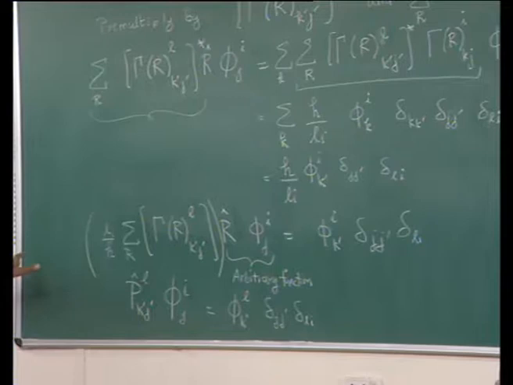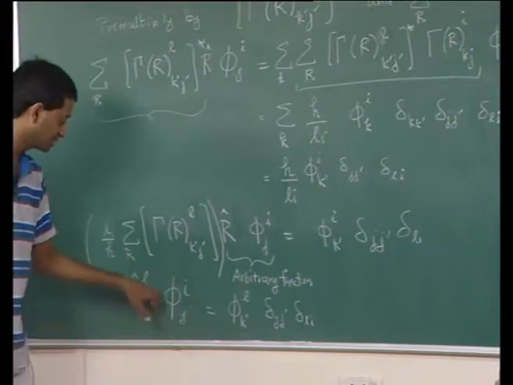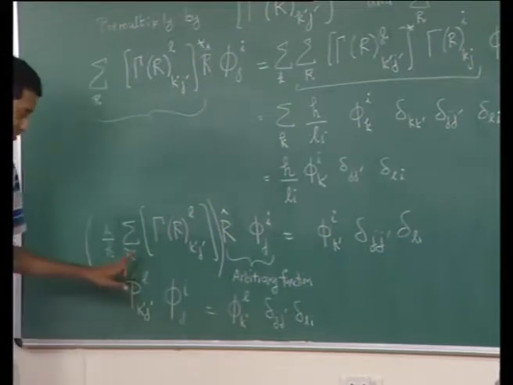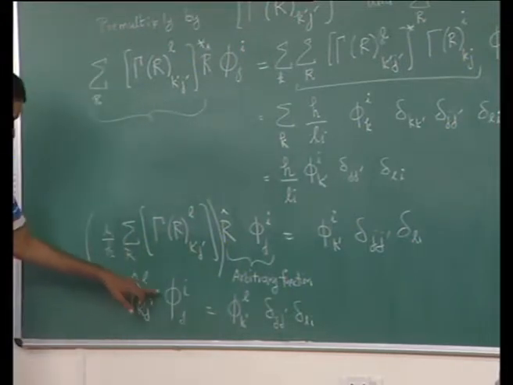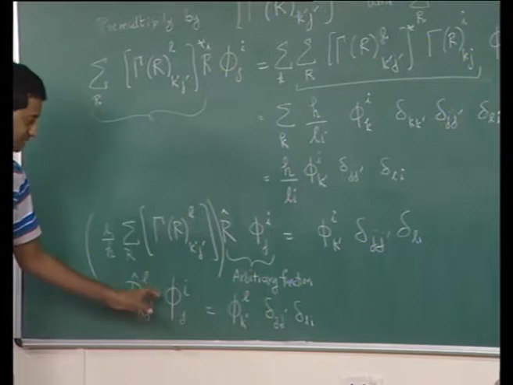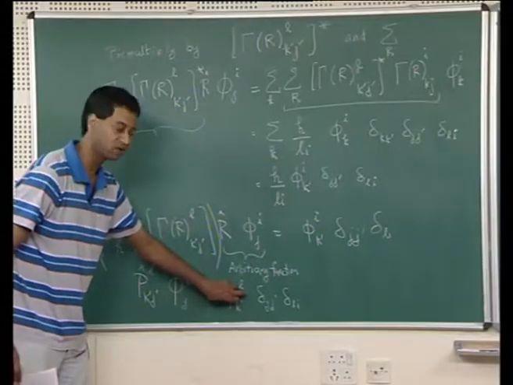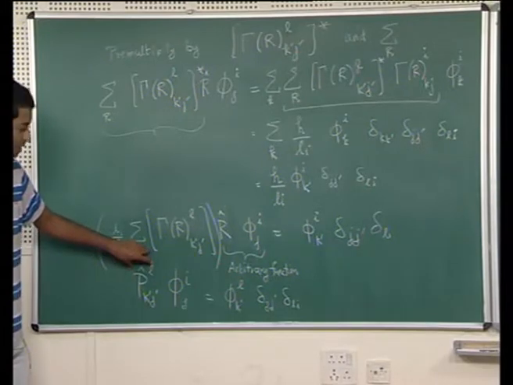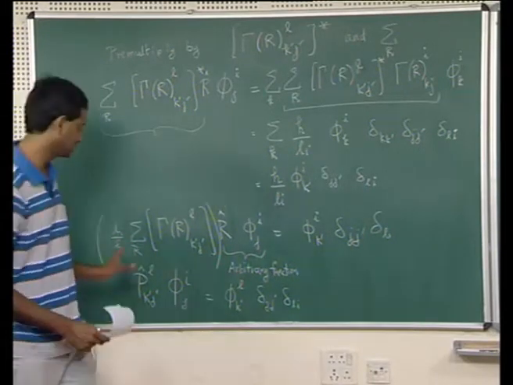So this is the basic idea of projection. You project an arbitrary vector and you get a vector in this representation. So from an arbitrary vector, you can extract the component of that vector in a particular representation. This is the gist of it.